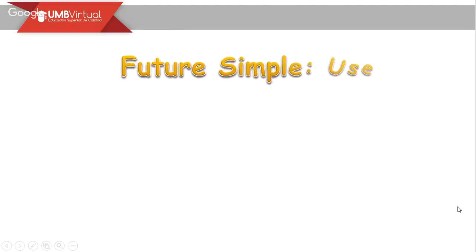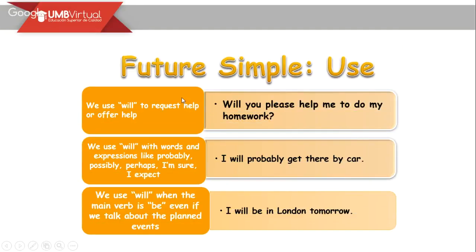Okay, let's see more uses of future simple. We use will to request help or offer help. Will you please help me to do my homework? In this case, you can see to request that we are asking, we are making a question. Will you please? And remember that when we are posing questions, we are going to move the auxiliary to the beginning. So remember the will in this sentence that is not a question, it is after the noun. In this case that it is a question, we are going to move it to the beginning.